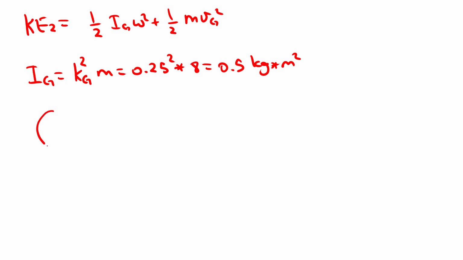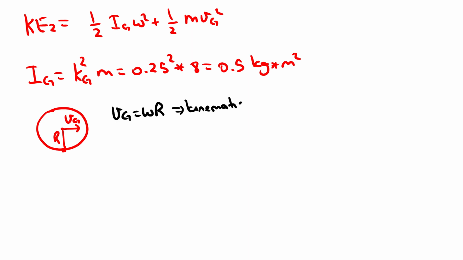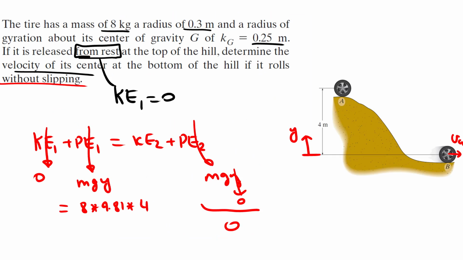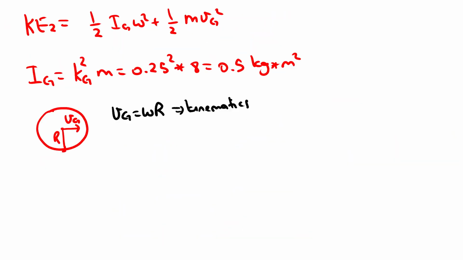And then we can replace the Vg value. This is the Vg and this is the R value. Okay, and then this Vg is omega into R, by using the kinematics. The R value is given as 0.3, so that will be 0.3 omega.